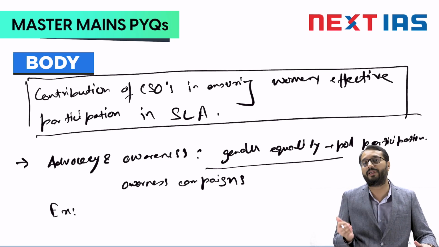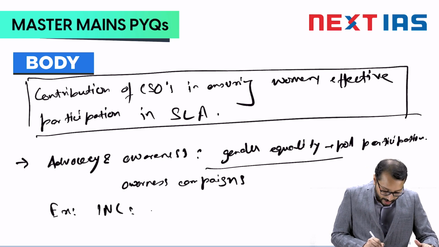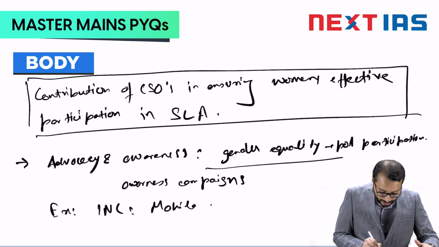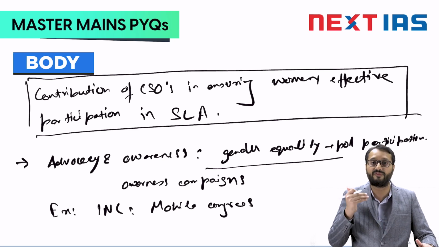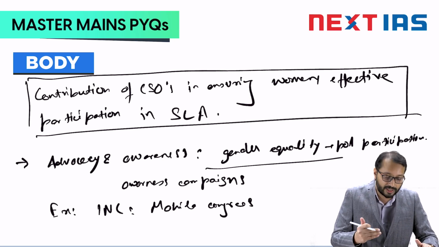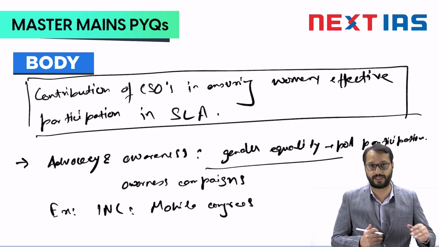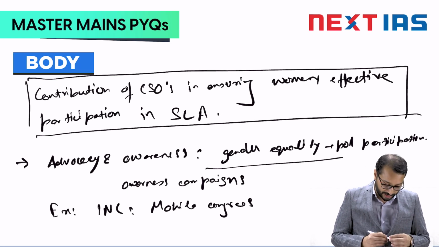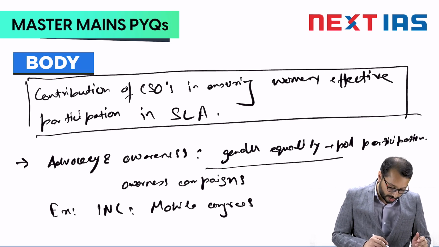Now, different political parties have their own women wings. For example, under INC, they have a Mahila Congress, right? They have Bharatiya Mahila Morcha under BJP. So these wings are very pivotal in mainstreaming the women's issues within the political party, right? So that is something that you can write to substantiate this point. Moving on to the next point.